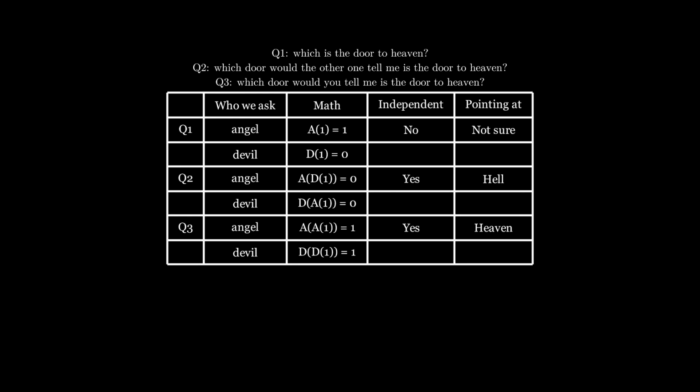And so any question you ask whose mathematical interpretation will have an even number of angel functions composed with an even number of devil functions is guaranteed to give you an answer that's independent of who you ask, because regardless of who you ask, the angel function is not going to change anything, and you have guaranteed that you're going to have an even number of devils composed. And if you have an even number of devils composed, then they're going to negate the output, so they're going to negate 1 an even number of times, and that means that the final output is going to be 1.